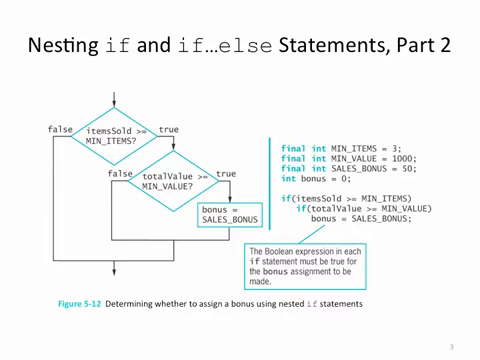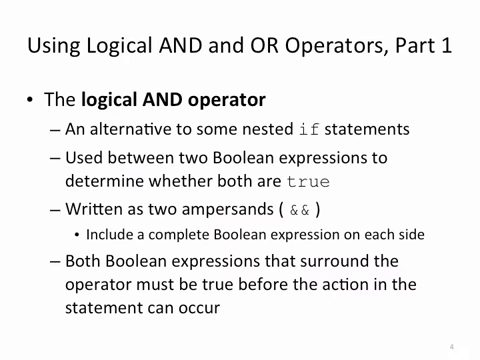Here's an example. If the items sold is greater than or equal to the minimum items, we want to check to see if the total value is greater than or equal to the minimum value. If both of those things are true, we are going to assign a sales bonus. And take a look at the code on the right hand side. If items sold is greater than or equal to min items, if total value is greater than or equal to min value, so both of those conditions are true, and then the bonus will equal sales bonus. Notice that if neither of those conditions are true, or if either one of those is not true, there's no action that we take. So this is not an example of a dual alternative if.